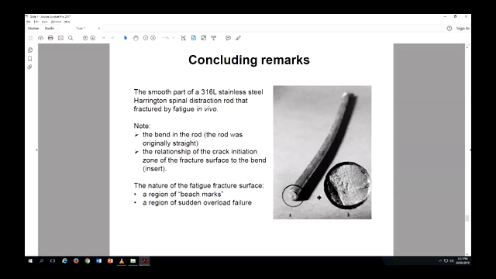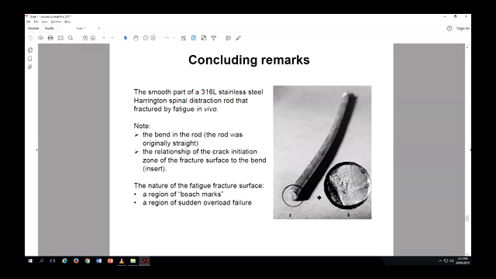What happened here is that it's almost like a beach mark, what you call it. So it's telling you that it's been cyclically changing, and gradually you have different lines here. So gradually separating. So what's happening here is that it's a fatigue failure, right? So this is the very interesting thing that happened here.